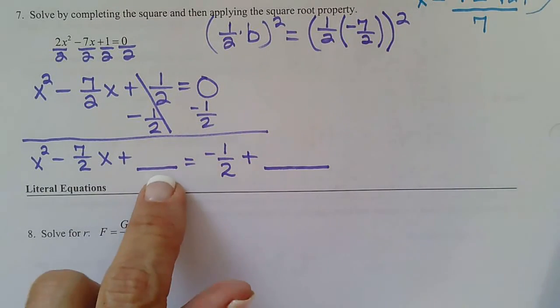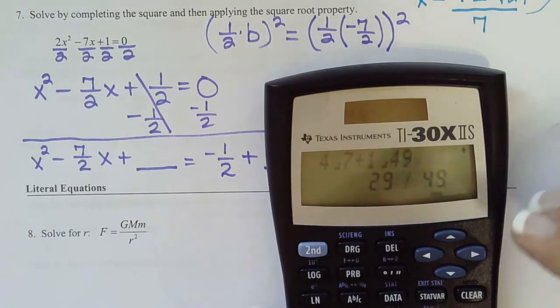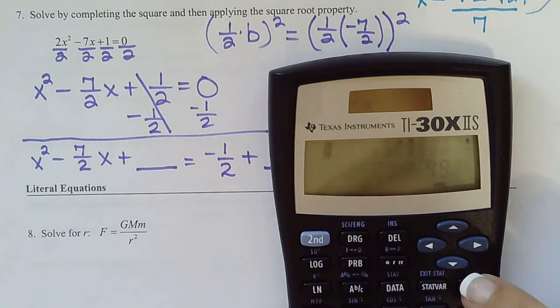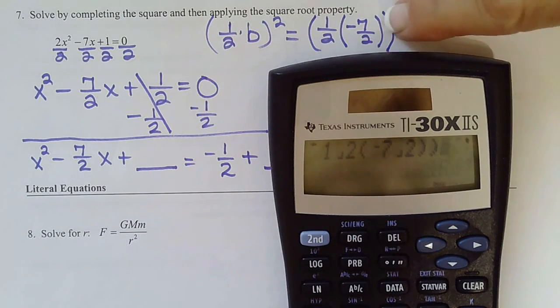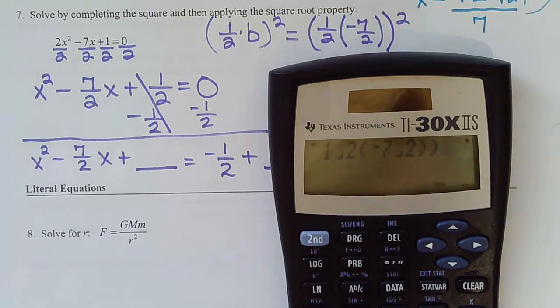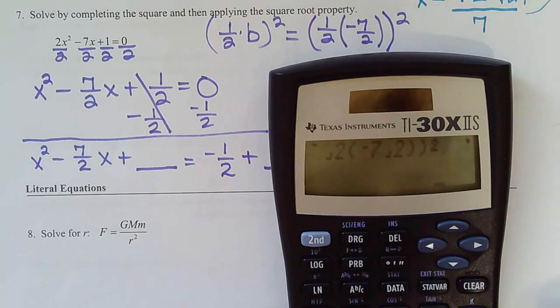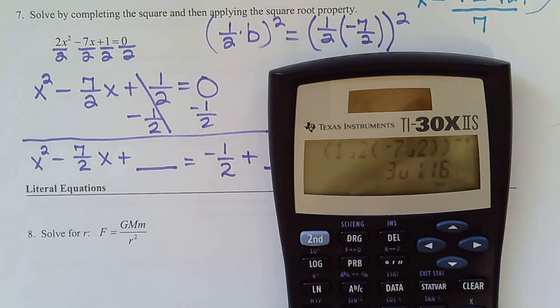So that's what we're going to type in our calculator. So we're going to do parentheses 1 fraction bar 2, parentheses again, negative 7 fraction bar 2, close the negative 7/2, and then close the overall parentheses. So see if you've written it correctly. You just type it like you see it. And then x squared, and we get 3 1/16.